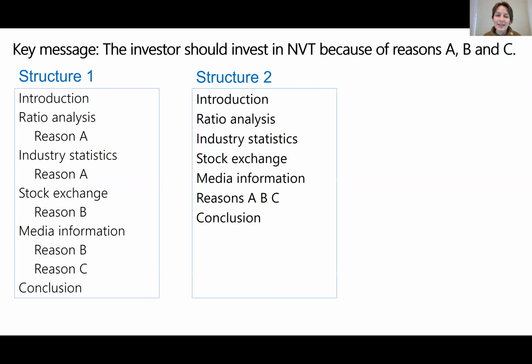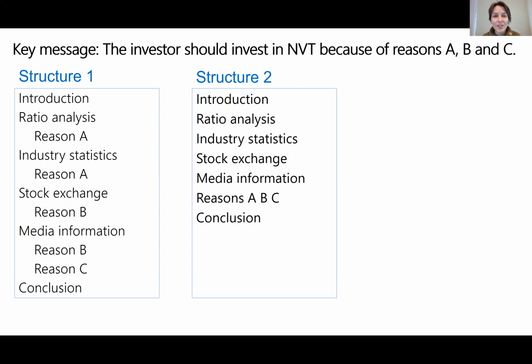So let's take a second example. So structure number 2. And in this one, what they've done is had a section on each of the different types of analysis, and then they have a section on reasons A, B, and C. So this could work, for instance, in cases where ratio analysis, industry statistics and stock exchange comes up with all of the 3 reasons, for example.